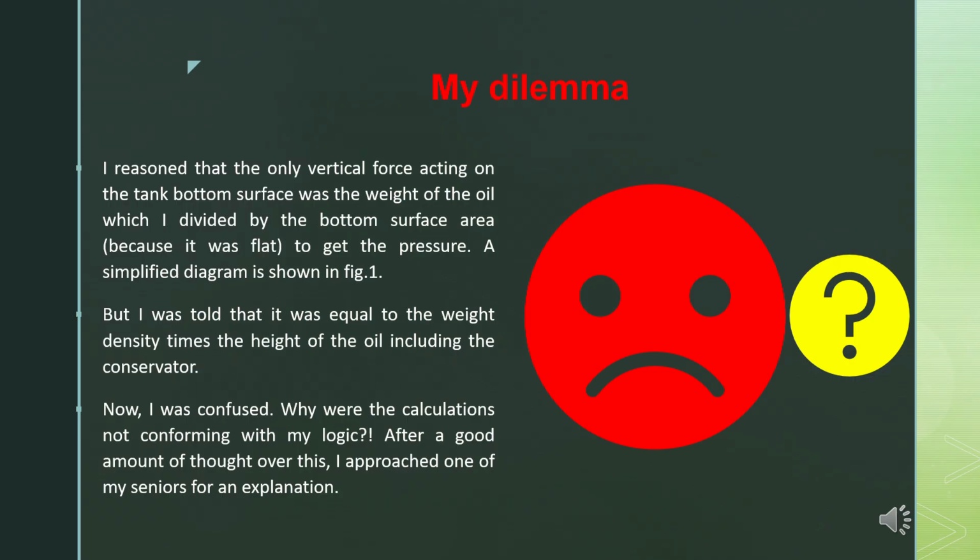So now I was in a dilemma. Why is it that for a solid it is okay to divide the total weight by the supporting area, but not for a liquid? It can be a little bit confusing at first. So I went over to my friends in the research and development place and asked this question. One of my seniors there explained this to me, and I will be narrating it to you.